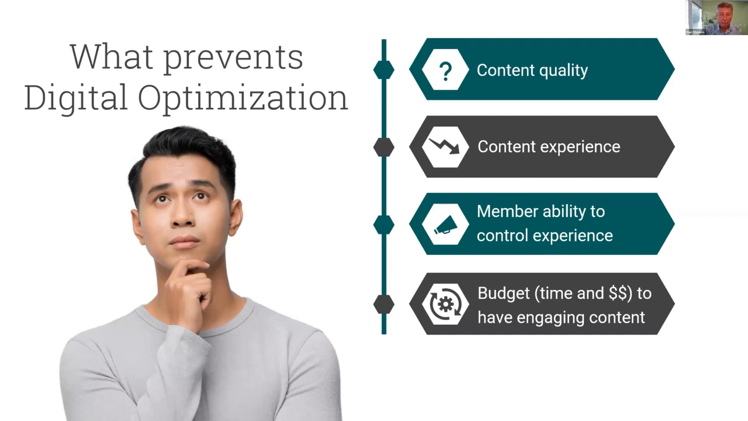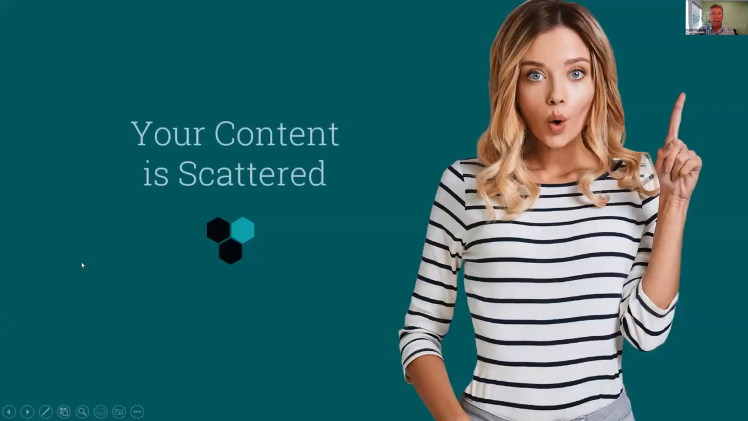And then budget. And budget falls into both time and money. Do we have the time and money to do the content at the level that's required to be best in the world at something? Not necessarily everything you do, but you got to be best in the world at something.